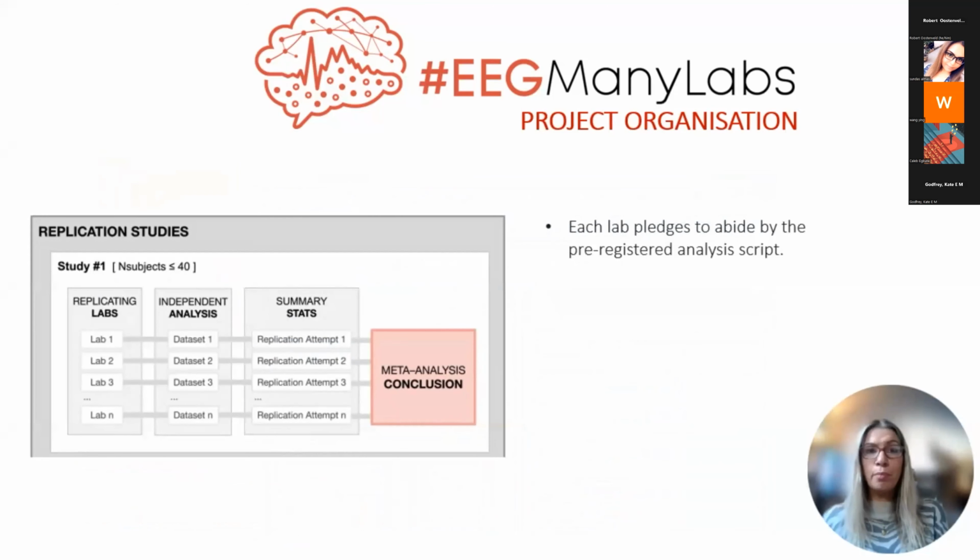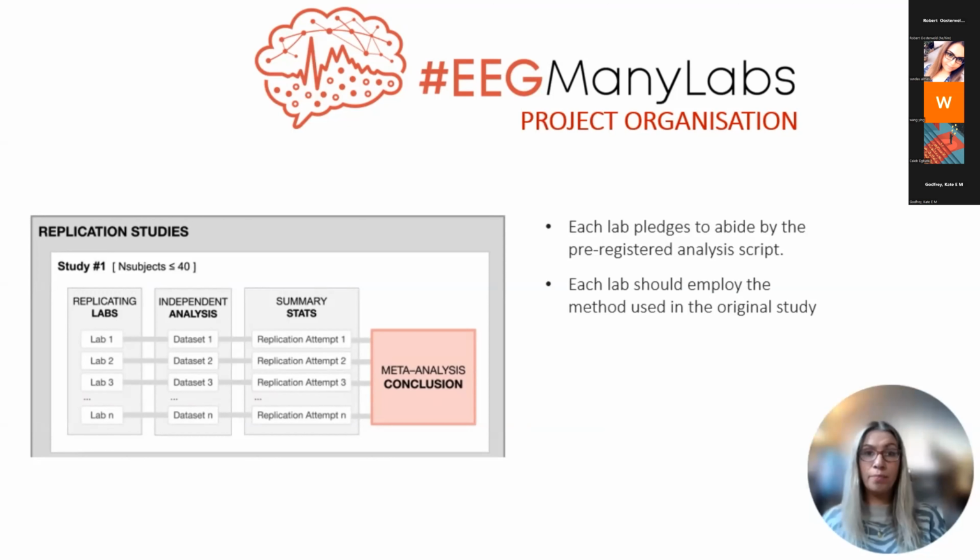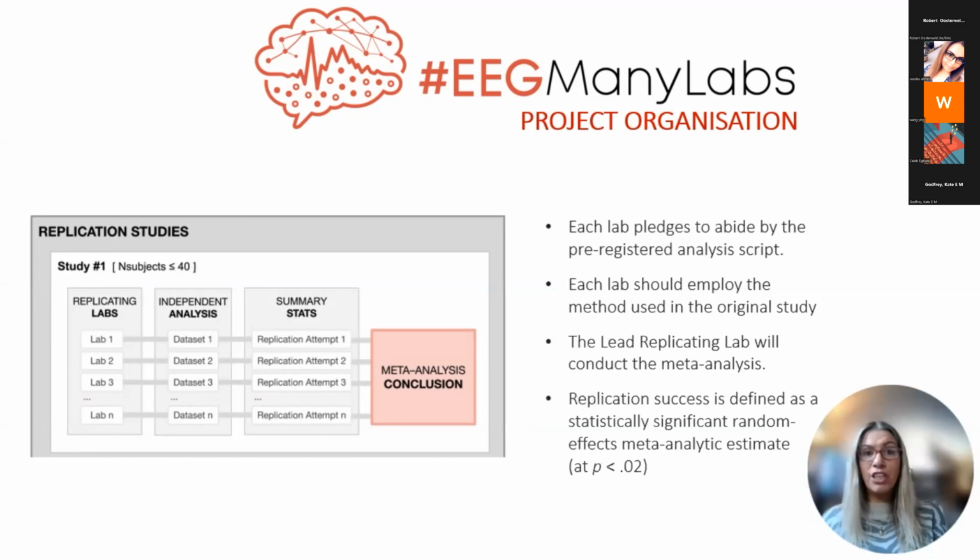Each lab pledges to abide by the pre-registered analysis script. However, EEG analysis scripts frequently involve manual artifact identification, correction and rejection, which introduces subjectivity to the process, and so each lab should employ the method used in the original study. This should avoid potential non-replications due to deviations in the pre-processing procedure. The lead replicating lab will conduct the meta-analysis, and replication success is defined as a statistically significant random effects meta-analytic estimate of 0.02, combining results from the different labs in the same direction as the original study.